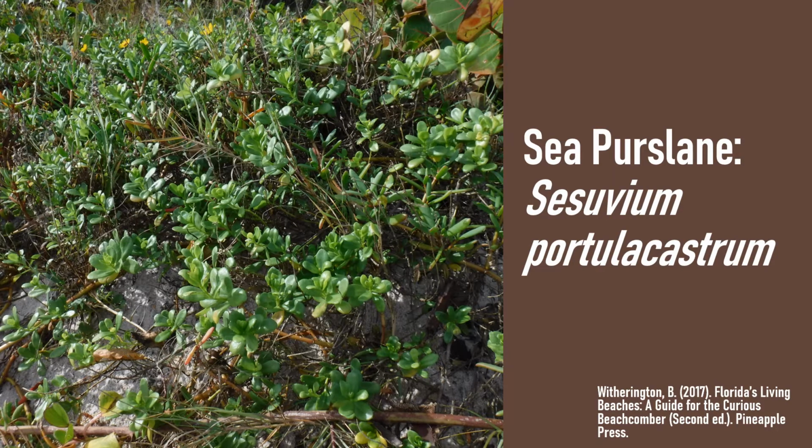And for my last plant, I have sea purslane, or Sesuvium portulacastrum. This is a succulent type of plant that is actually edible. It can be eaten raw, pickled, or cooked, but you have to change the water while you cook it due to its excessive saltiness.